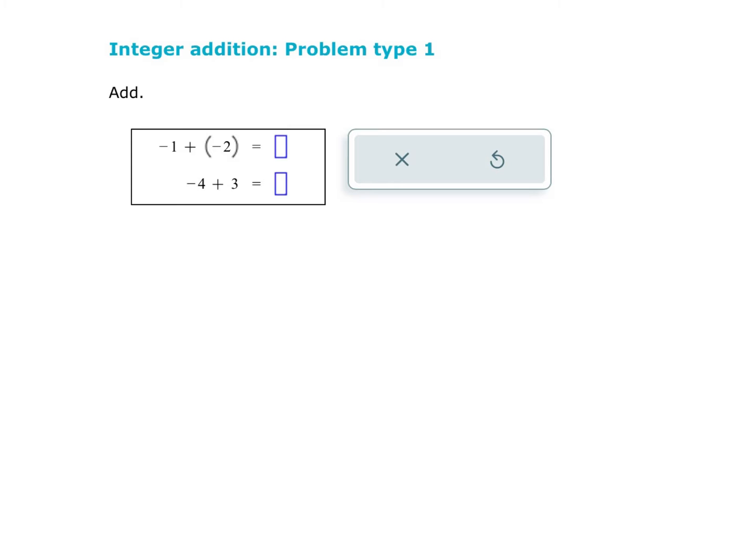So our first problem is -1 plus -2. We can write -1 with a little minus sign. And when we're doing the operation of addition, it means we're combining. So we're going to add 2 more negatives, and then all together we have 3 negatives.